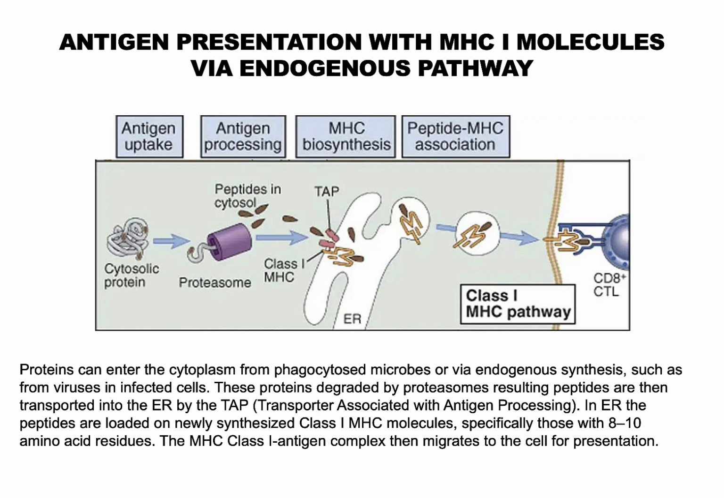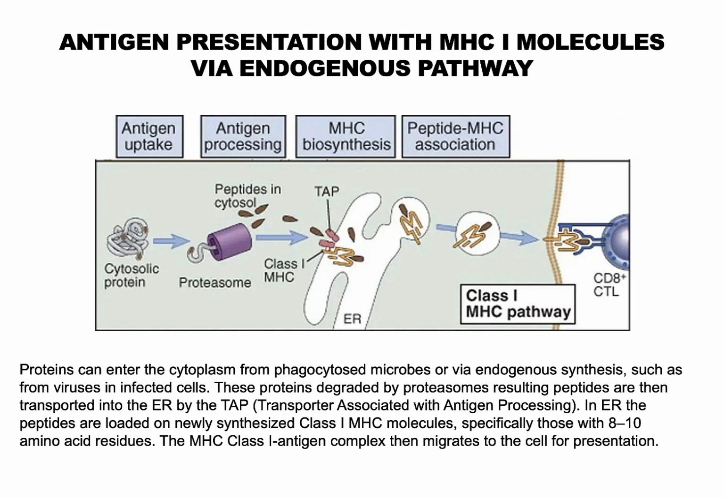MHC1 molecules are present on all healthy nucleated cells and serve to signal to the immune system that these cells are normal self-entities. In a healthy cell, cytoplasmic proteins are degraded by proteasomes into self-antigen epitopes, which then bind to MHC1 molecules and are presented on the cell surface via the endogenous pathway. Immune cells, such as natural killer cells, recognize these self-antigens and refrain from attacking the cells. The endogenous processing pathway involves class 1 MHC molecules binding peptides derived from endogenous antigen processed within the cytoplasm.